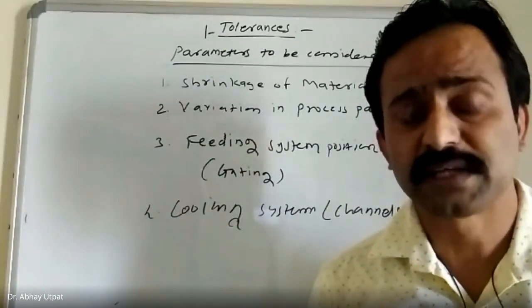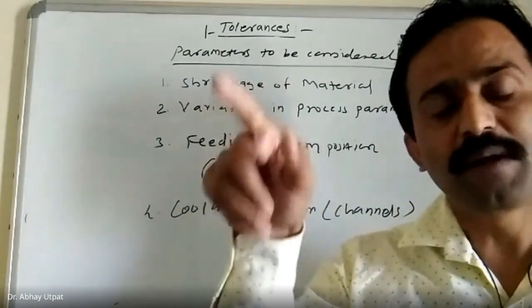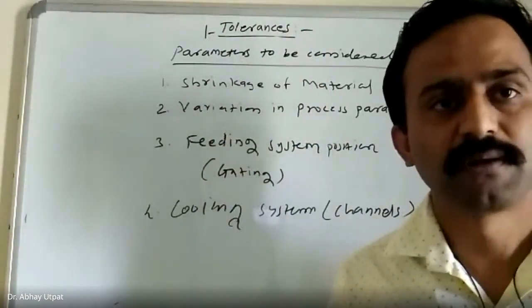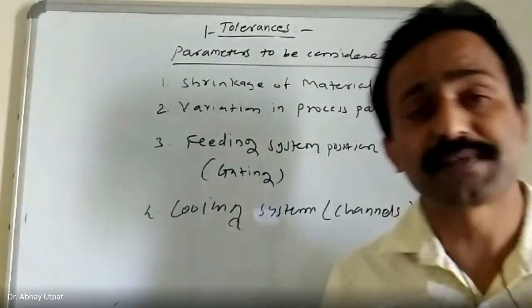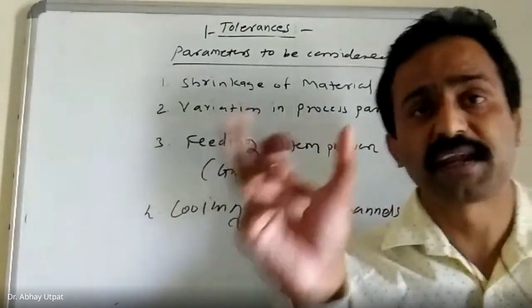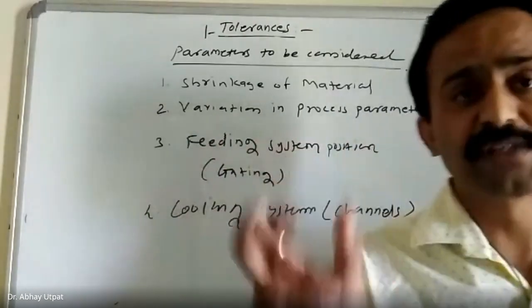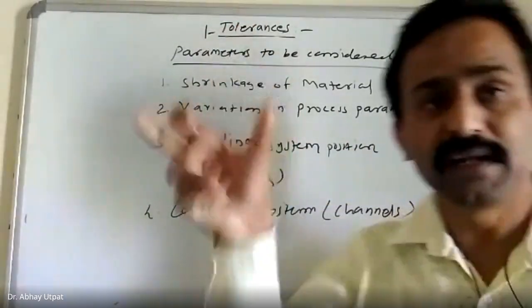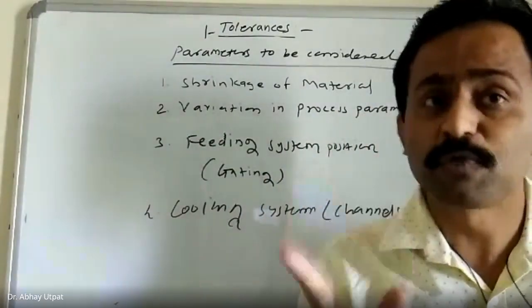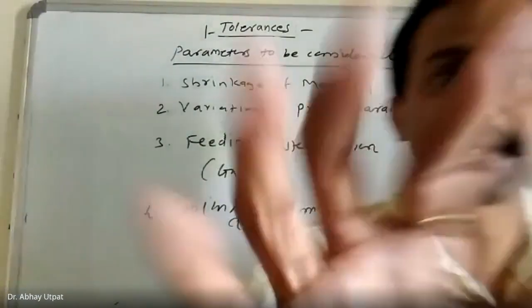I repeat once again, 10.5 plus 0.05 minus 0.05. So 10.45 is also accepted and 10.55 is also accepted. The range is given for the dimension. So tolerance is nothing but range of dimension. I repeat once again, this is an interview question.